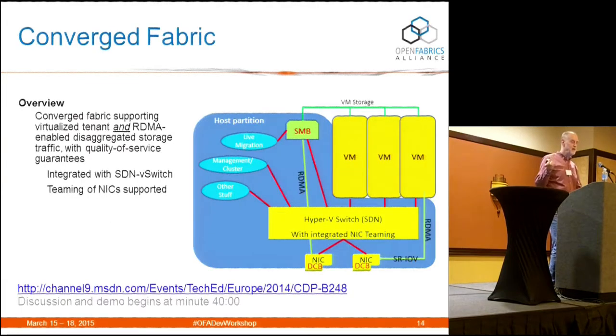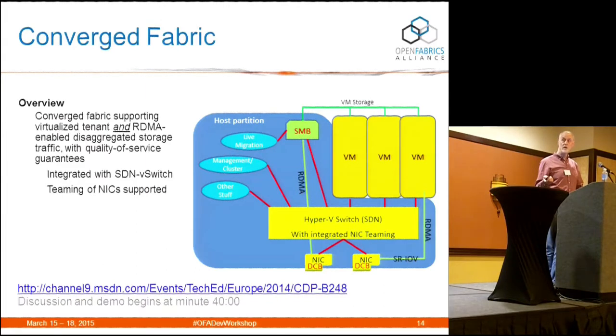This slide was presented at the Barcelona, the Europe TechEd event last fall. And it's easy to miss. It's buried at minute 40 of this particular thing. This is a full demo and presentation. But in here, it talks about a new feature for Windows to support a converged fabric, supporting a virtualized tenant, that is, a guest, and RDMA-enabled disaggregated storage traffic with QoS guarantees.